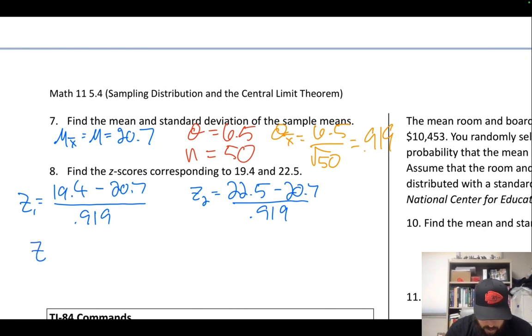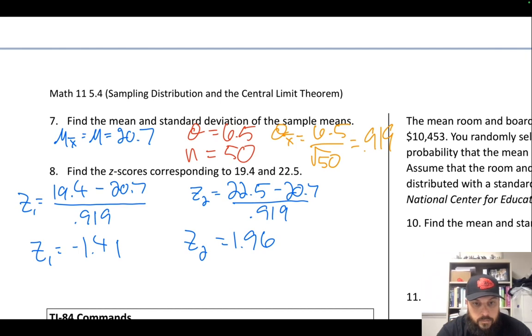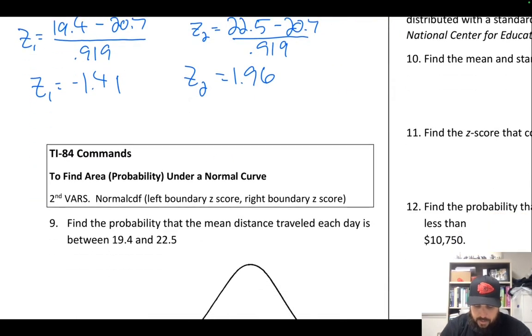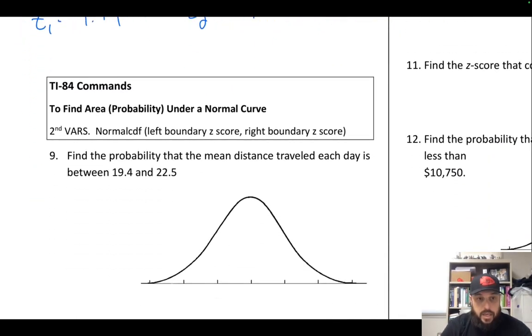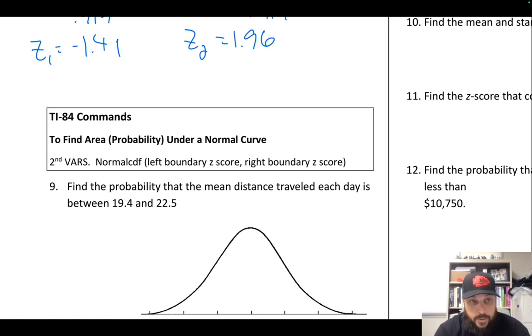And so for z1, we get negative 1.41, and for z2, we get 1.96. All right, so now we want to find the probability that the mean distance traveled each day is between 19.4 and 22.5. All right, so we can take our z-scores. Now I'm going to show you some technology using Stapplet that we can do this with.